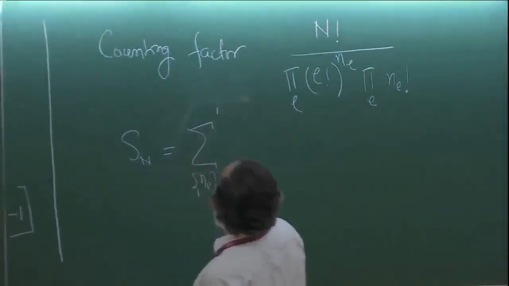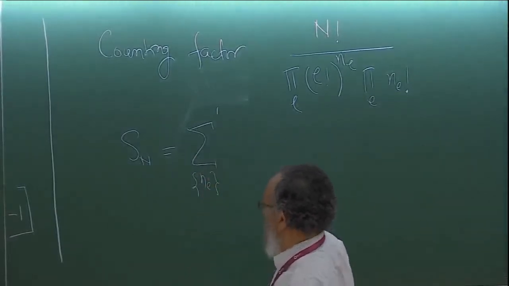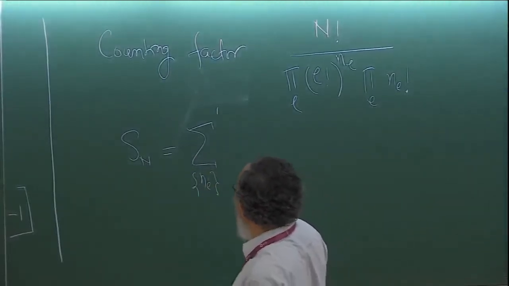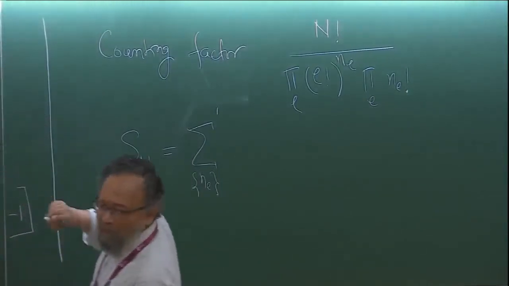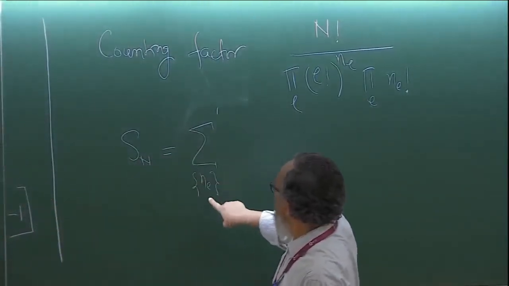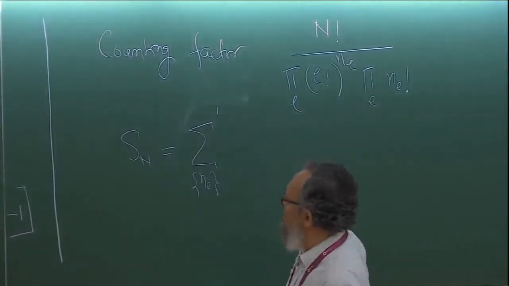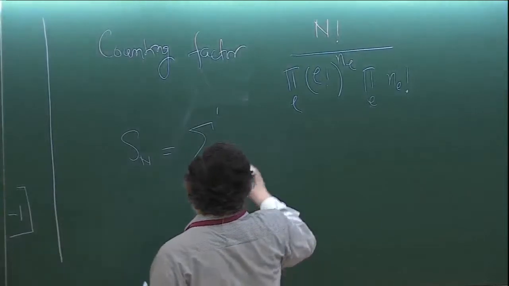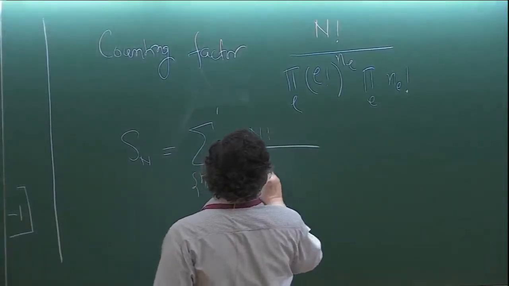And then there's a prime. Prime basically means that each n sub L, of course, can go from 0 to some large value up to n. But this sum is equal to n. So you cannot sum over all the n sub L values independently, and this prime basically represents that constraint. And then you have the number, which is n factorial, product over L.